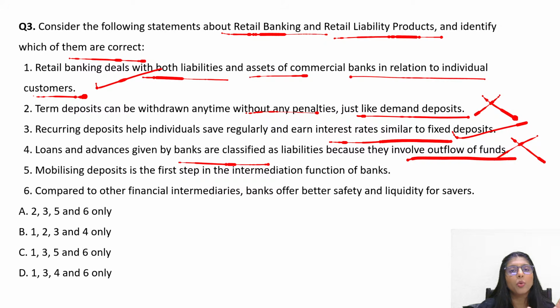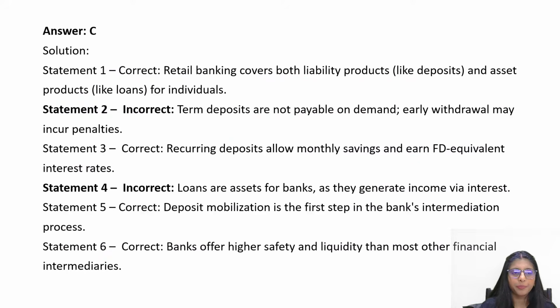Mobilizing deposits is the first step in the intermediation function of the bank. Yes. Compared to other financial intermediaries, a bank offers better safety and liquidity for the saver. Yes, correct. So which are correct? Statements 1, 3, 5, 6 are correct. 1, 3, 5, 6. Option C is the right answer. Option C.